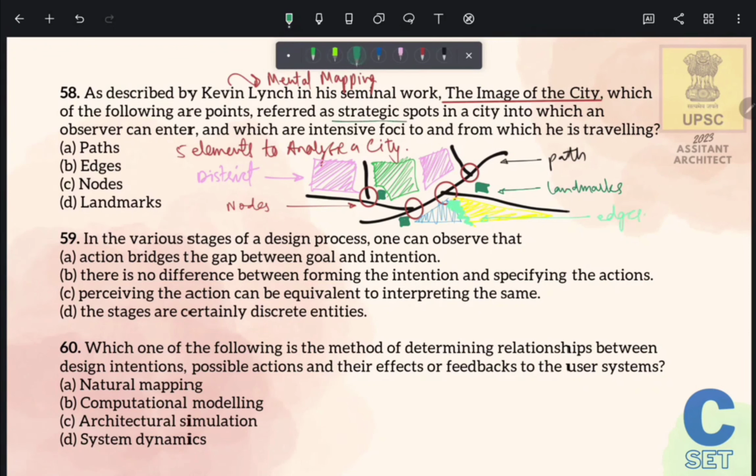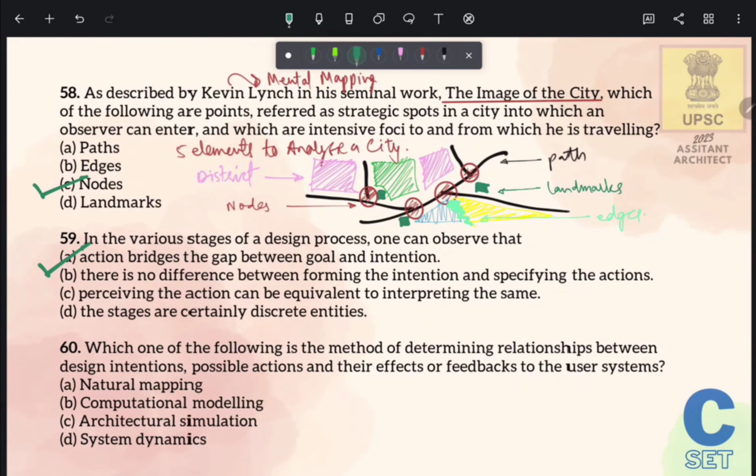Here they ask about the strategic spots in a city. So these nodes are also referred to as strategic points. Therefore the correct answer of this question is option number C, nodes. Next question is, in the various stages of a design process, one can observe that. So the correct answer of this question is option number A, and as per that, action bridges the gap between goal and intention.